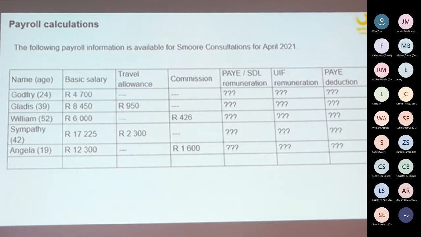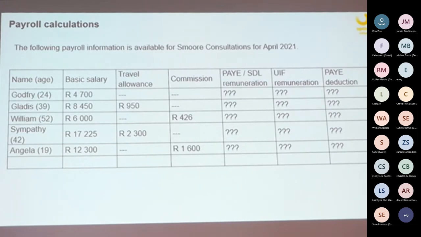Guys, a question that I just had, commission varies every month. Commission is a percentage based on performance. So some people would get sales commission, some people would get performance commission. So you would get 1% of sales or something like that. So the nature of commission is that it changes every month. Okay, so everyone agree PAYE remuneration is 6,426. What is UIF remuneration?